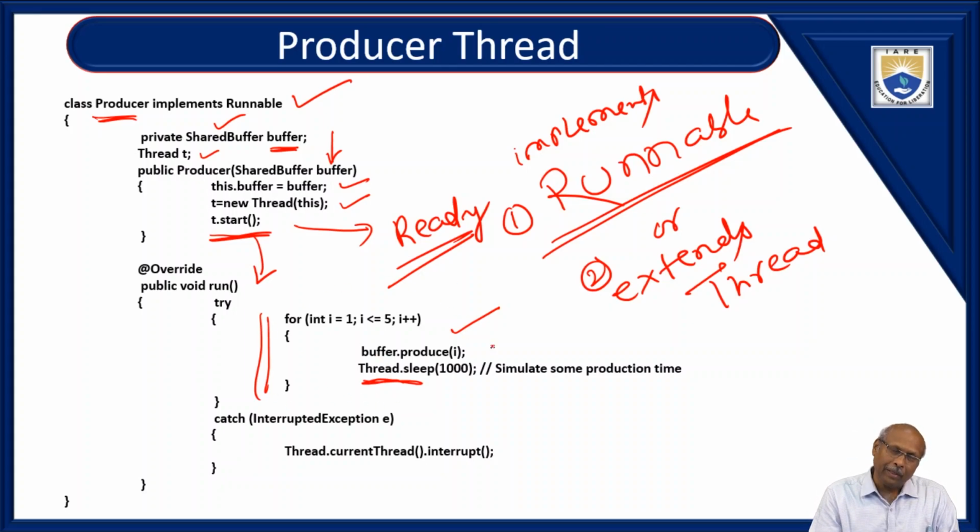Like this, it repeats 5 times. If the 5 times are over, it says my work is over, because my goal is to produce 5 items. Produce one item, consume. Produce, consume. Produce, consume. Produce, consume.